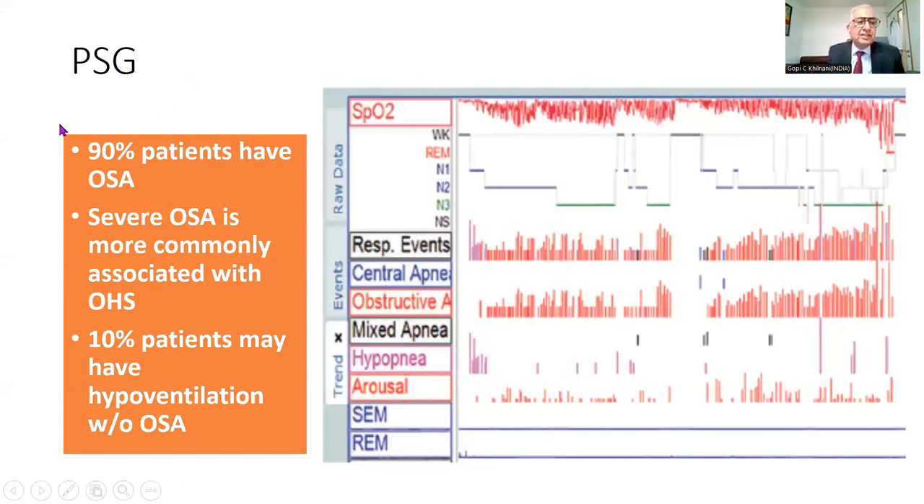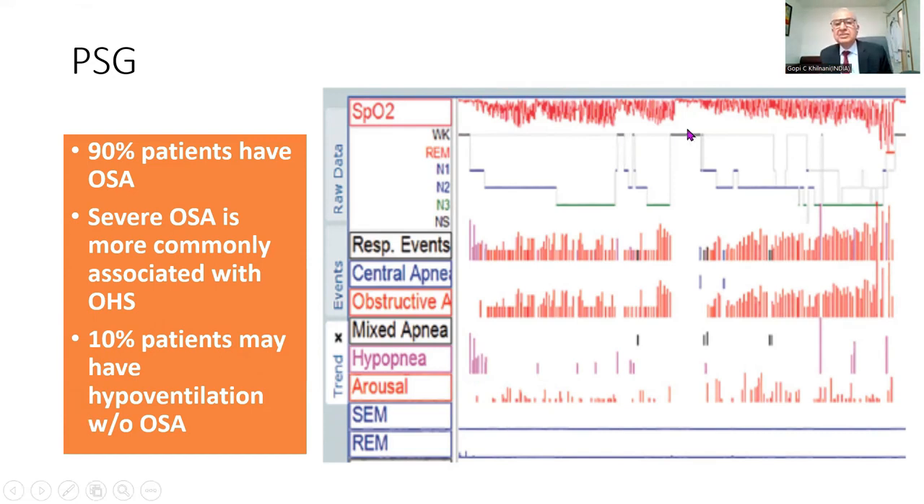And finally, polysomnography is essential. 90% of these patients will have OSA along with that, and severe OSA is more commonly associated with OHS. So it goes both ways. If the person has severe OSA with an AHI of more than 30, think about obesity hypoventilation syndrome, and 10% of patients may have hypoventilation also.